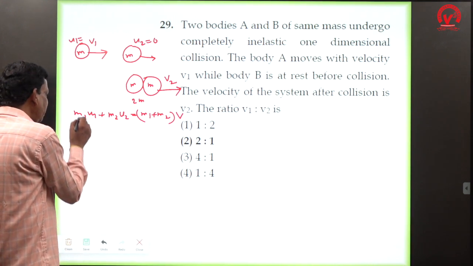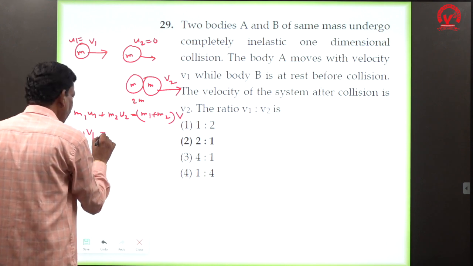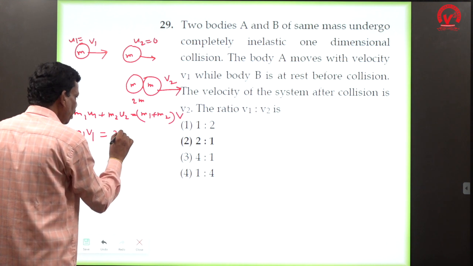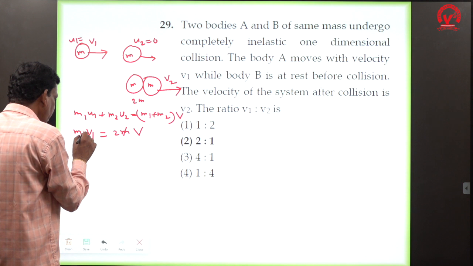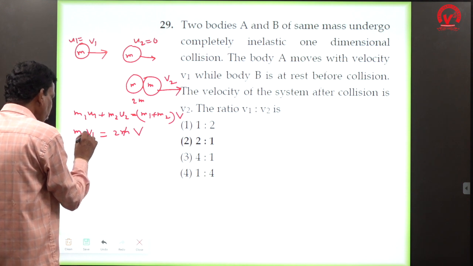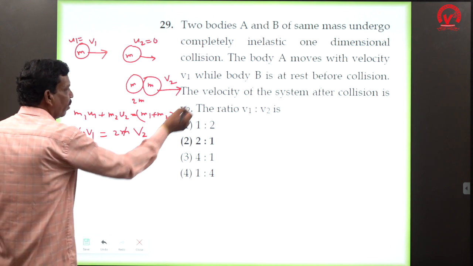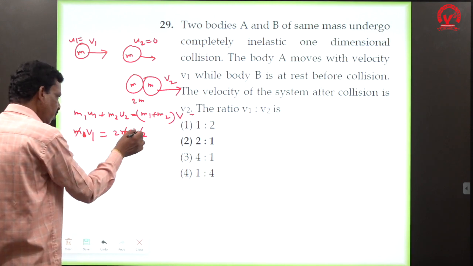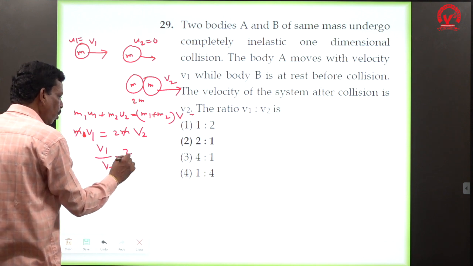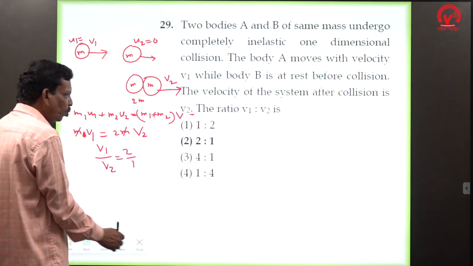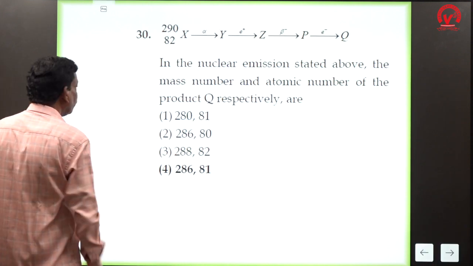Now it is m1 v1, and the other term is 0, leave it. It is 2m into v. It is not m1, it is m. Then it is v2, as they have given here v2. Then v1 by v2 is equal to 2 by 1. So 2:1 is the correct answer. Question number 30.